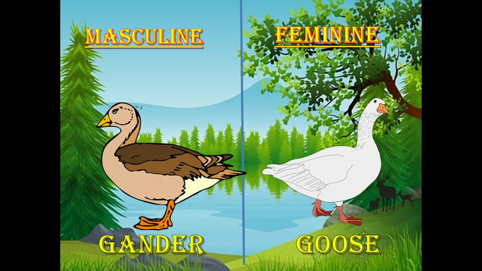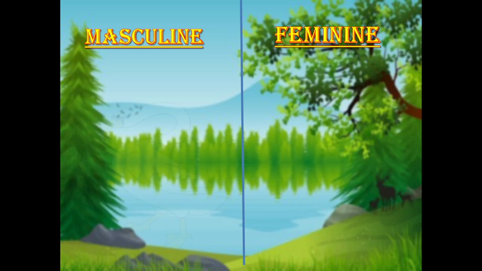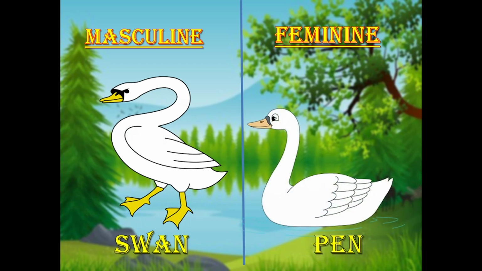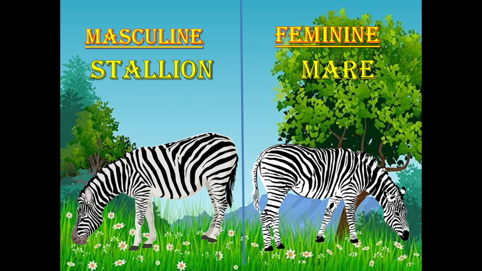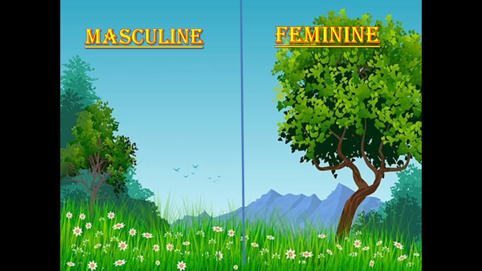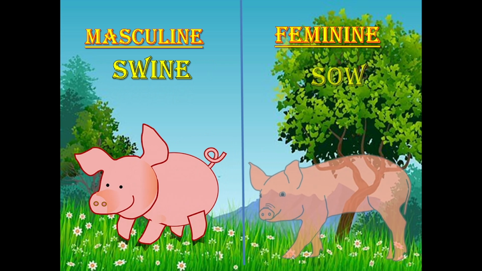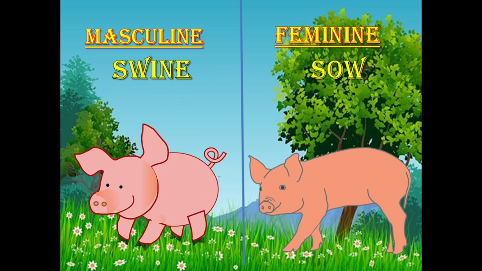Next animal is gander and goose. This is swan and feminine is pen. This is again stallion and the feminine is mare, but the animal name is zebra. Next animal is pig. The masculine of pig is swine and the feminine is sow.